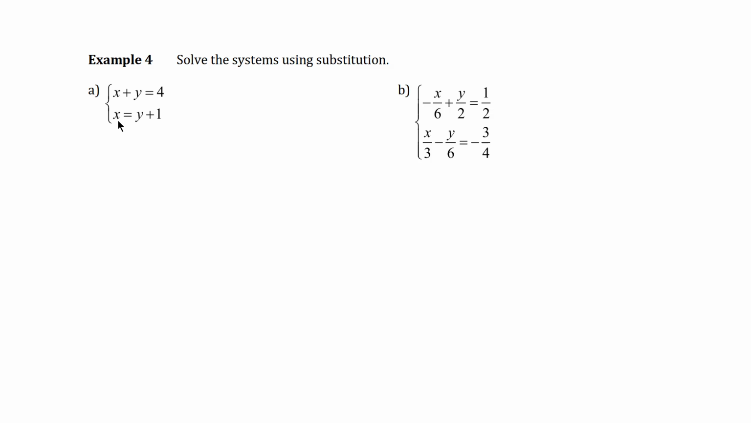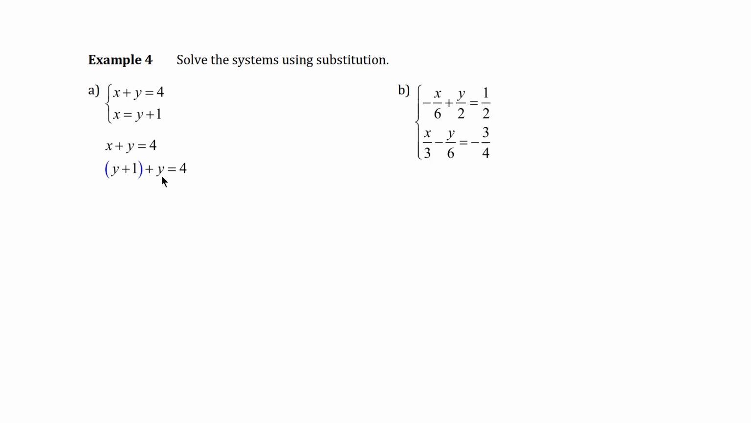So we're going to take our equation that solved for x and substitute that into the first equation. So the first equation is x plus y equals 4. We're going to replace the x variable with y plus 1. So we have parentheses, y plus 1, close parentheses, plus y equals 4. Next, we move on to step number 3, which is solve for the remaining variable. In our case, we're going to solve for y by simplifying.